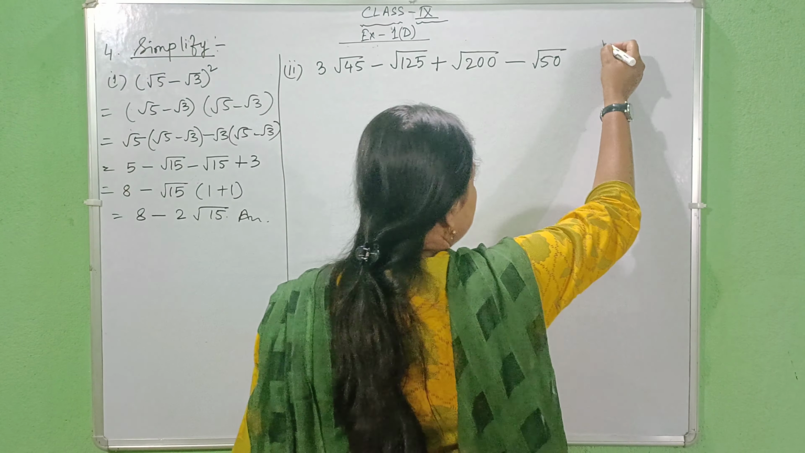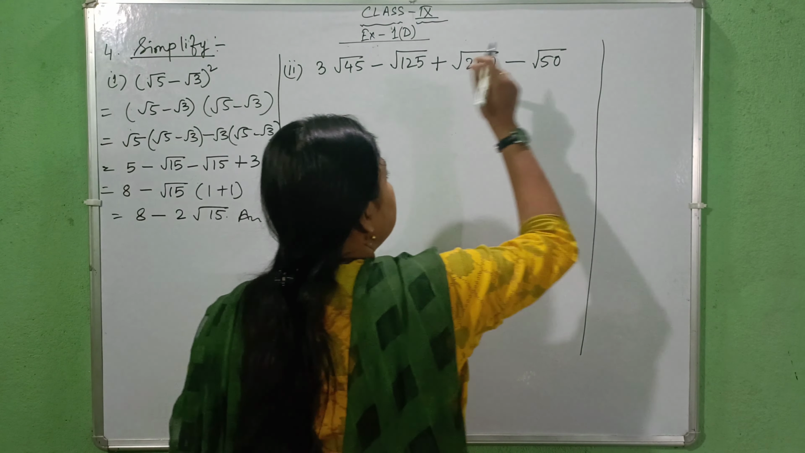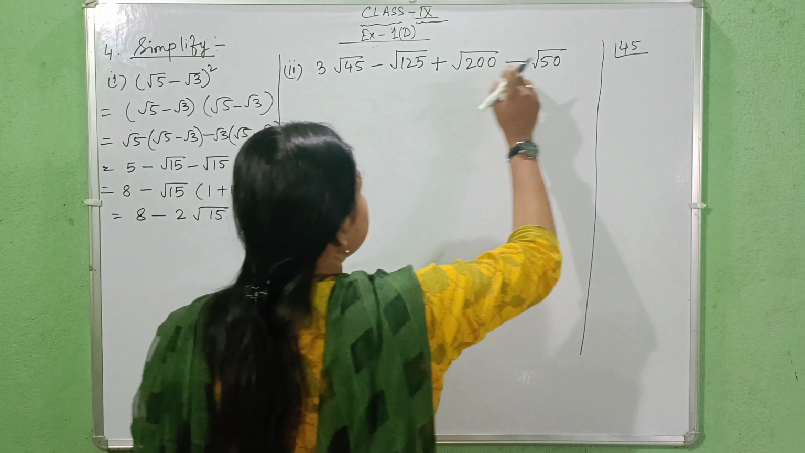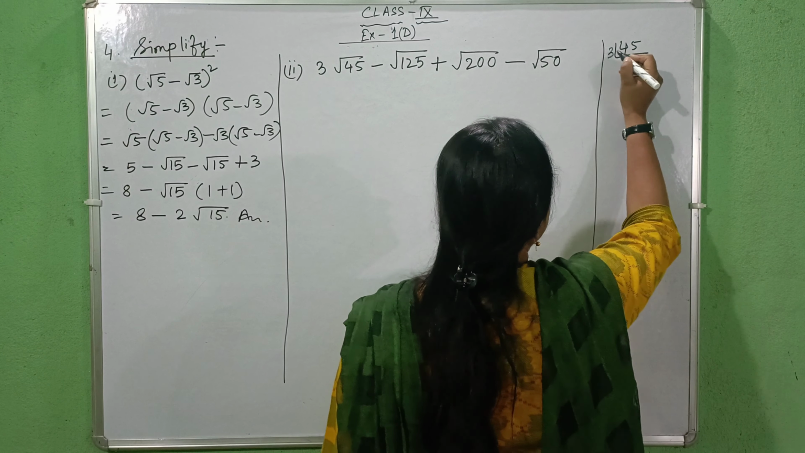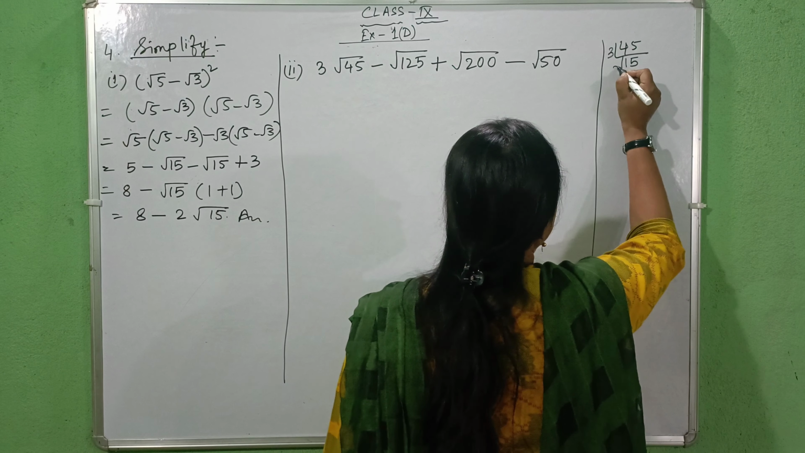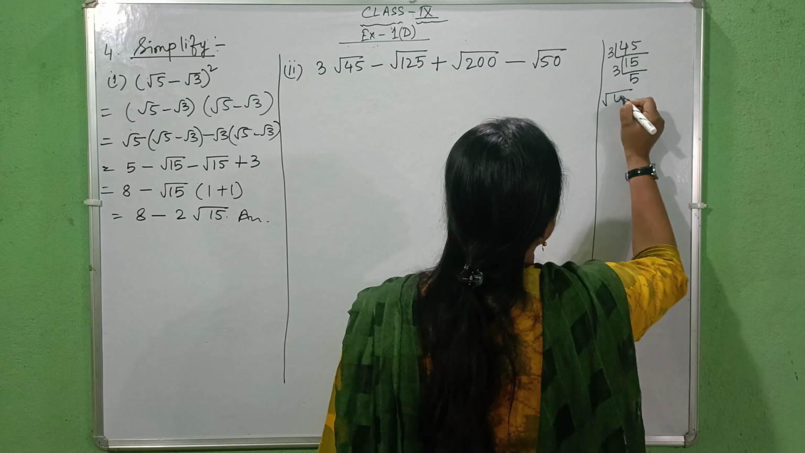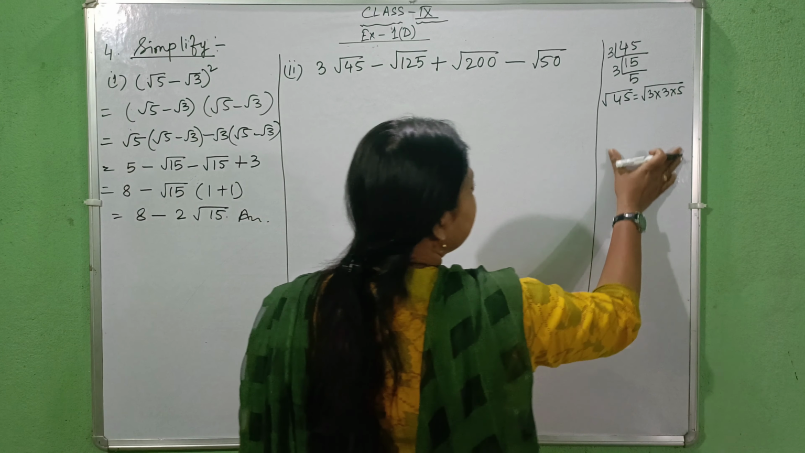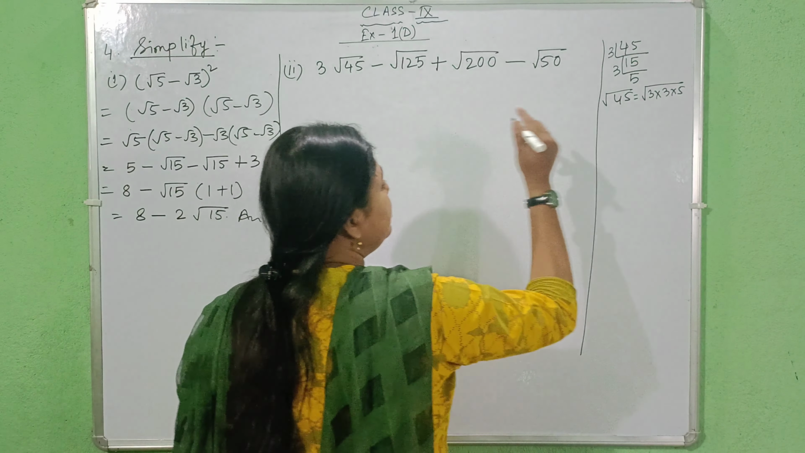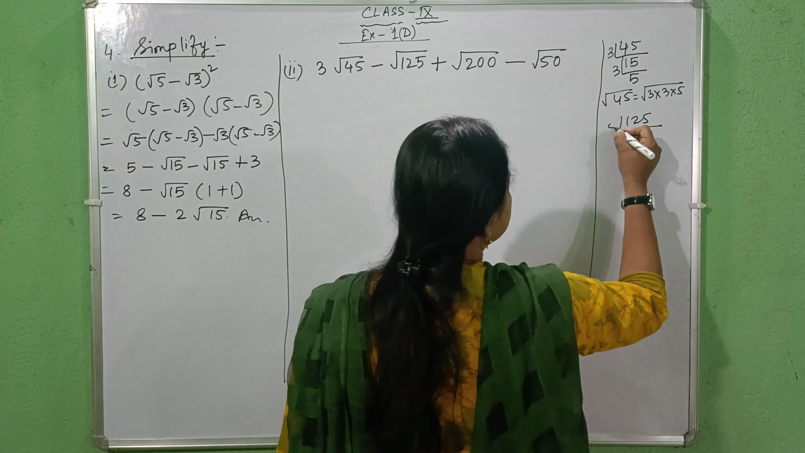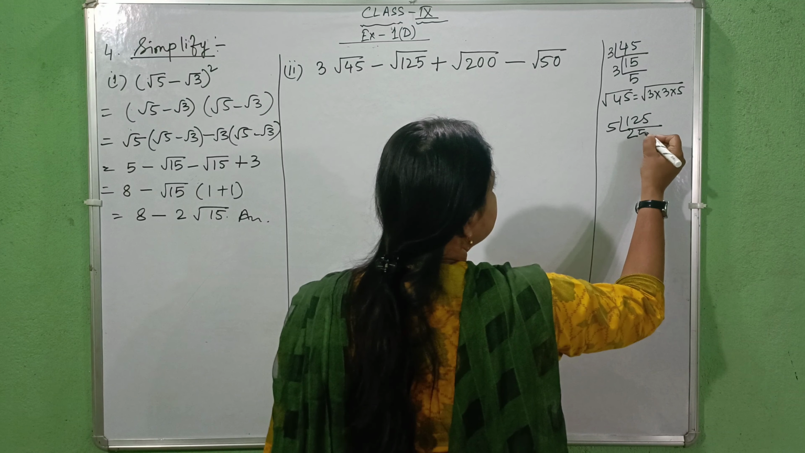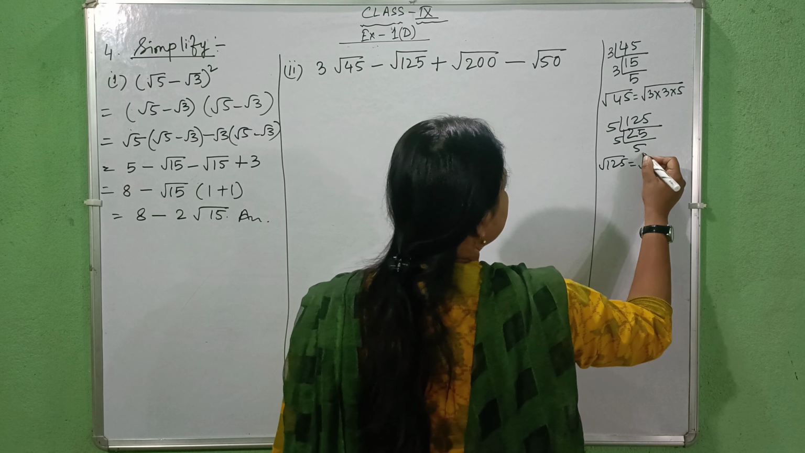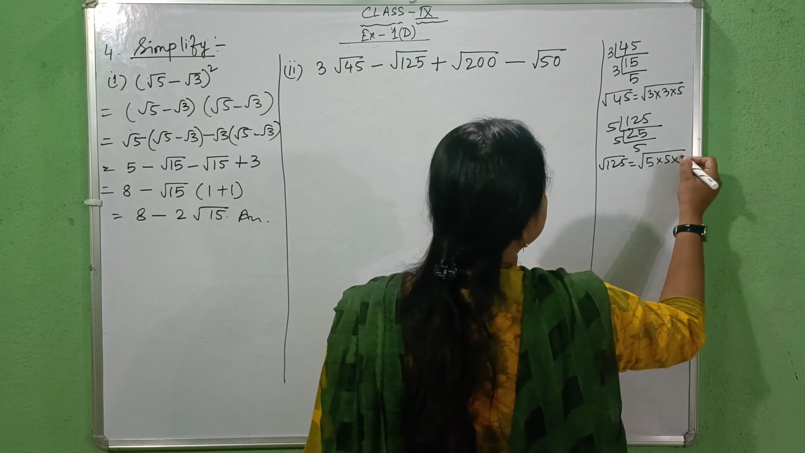What to do? Just put a rough column at first and prime factorize all the numbers present under root. Like 45 is there, so start with 3: 3 ones are 3, 3 fives are 15, 3 fifteens are 45. It means root 45 equals root under 3 into 3 into 5. Get ready all these necessary things. Then 125. Start with 5: 5 fives are 25, 5 twenty-fives are 125. It means root under 125 equals root under 5 into 5 into 5.